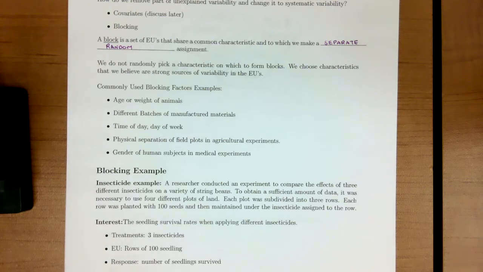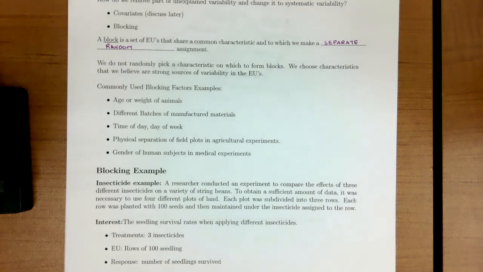The example that's going to carry us through this lesson and week is going to be our insecticide example. So we have a researcher who's conducting an experiment to compare the effects of 3 different insecticides on a variety of string beans. To attain sufficient amount of data, it was necessary to use 4 different plots of land. Each plot was subdivided into 3 rows. Each row was planted with 100 seeds and then maintained under the insecticide assigned to the row.